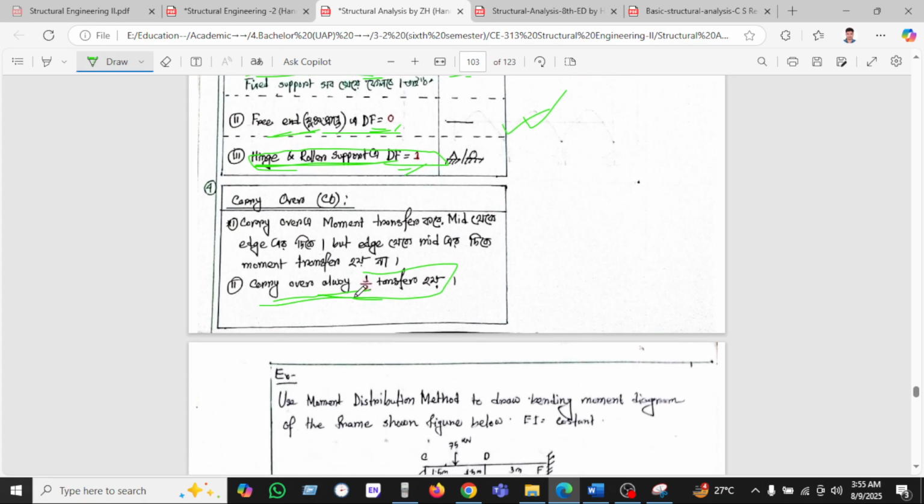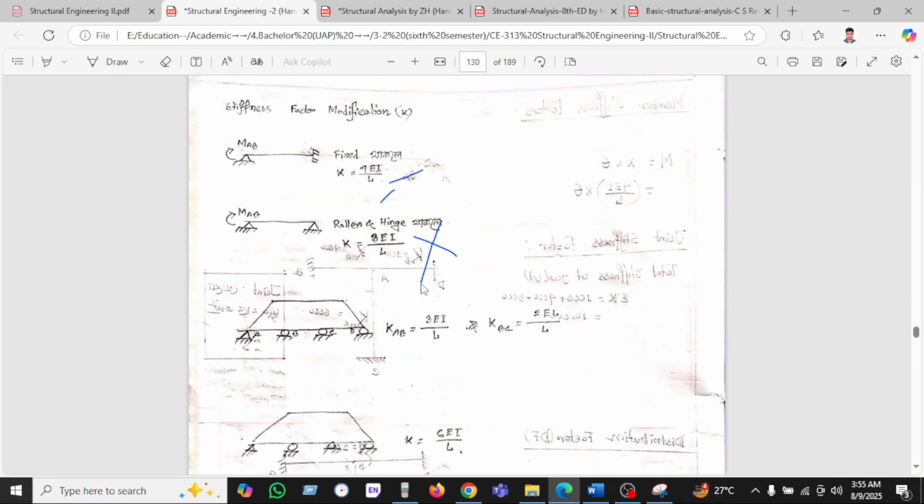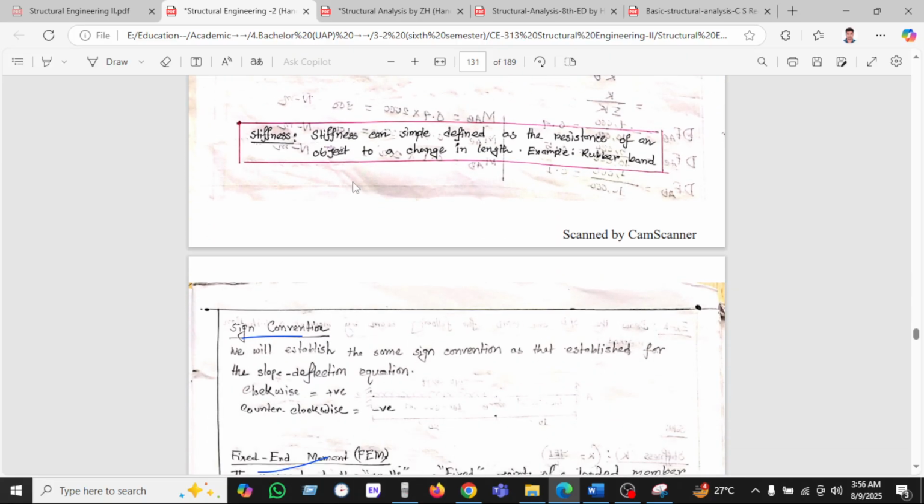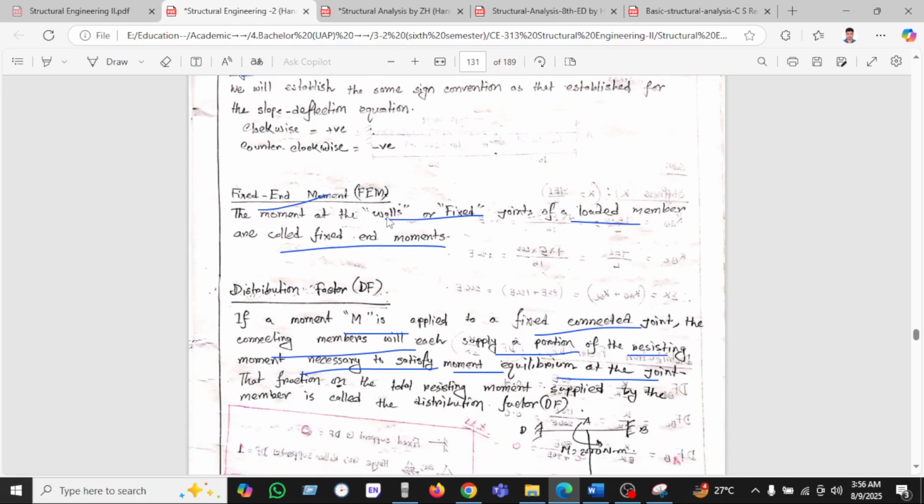What is the carryover? The carryover we have shown here is always half. So we see the same formula. We can just use this stiffness. What is stiffness? Stiffness is simply the resistance of an object to change of length, for example a rubber band.